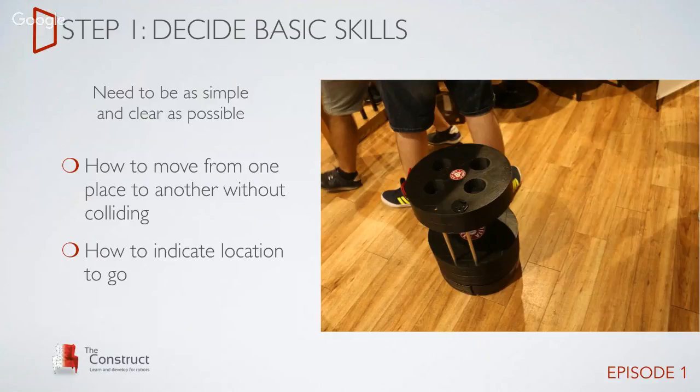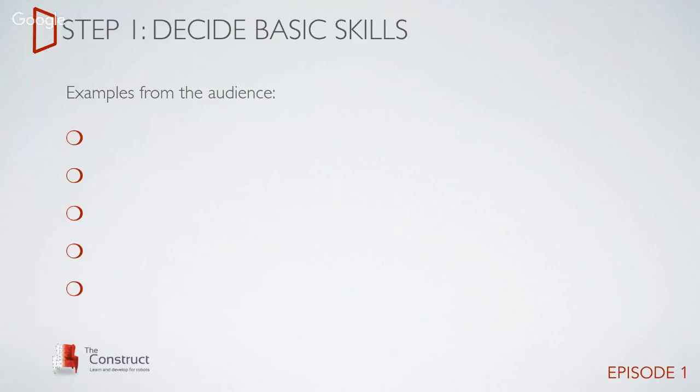And it had to be very, very clear, very defined. So how to move from one place to another without colliding. That's it. So how to indicate the location to go. This is very, very simple and very clear. Everybody understands this. So let's decide some basic skills for your robots that you would like to have.